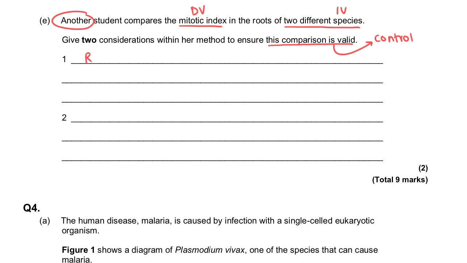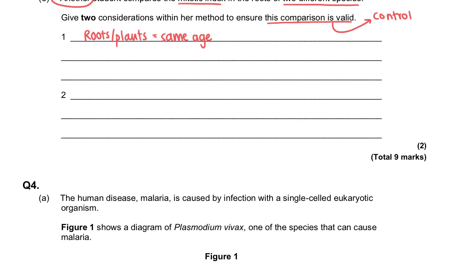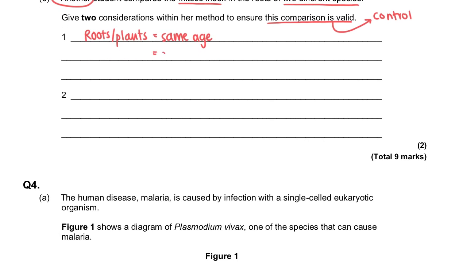So the first one you could have had is that the roots or the plants were the same age. Equally, you could have said that the roots or the plants were grown in the same conditions. So same growing conditions. You could have also said that the roots or the plant samples were taken from the same distance from the root tip. So if you're going to use 200 micrometers, always use 200 micrometers. If you're going to use 10 micrometers, always use 10.